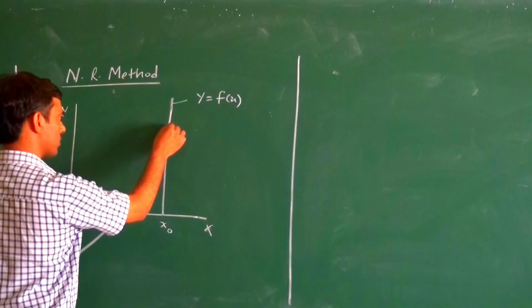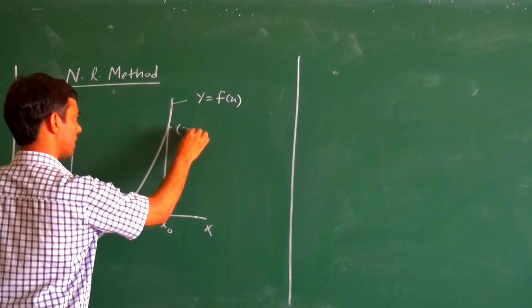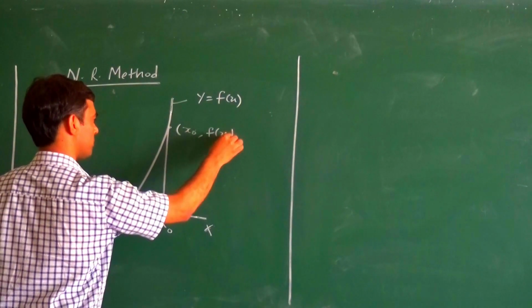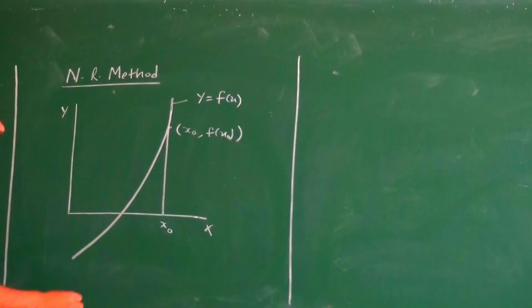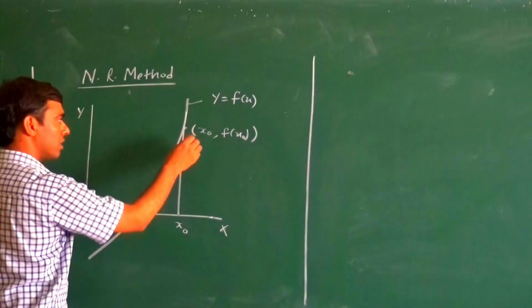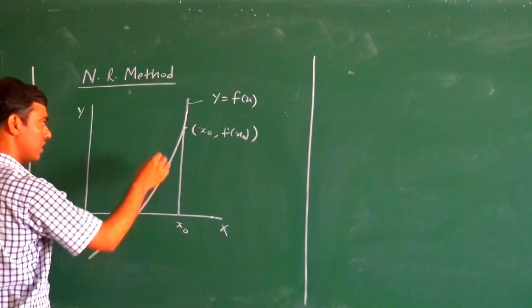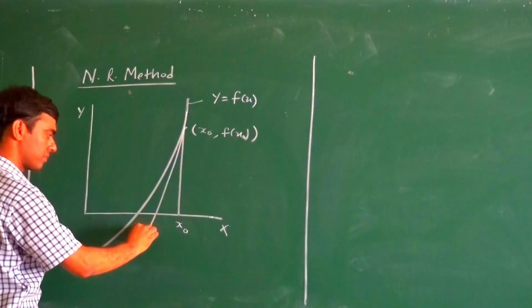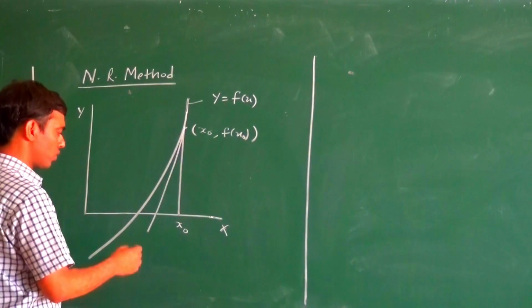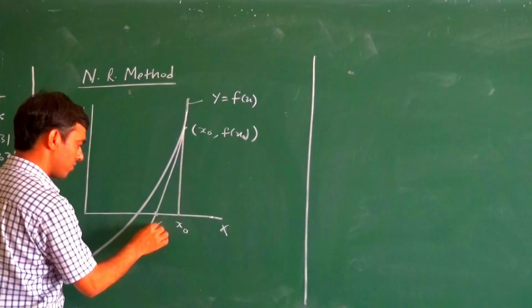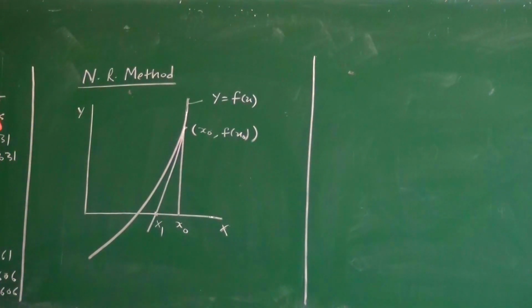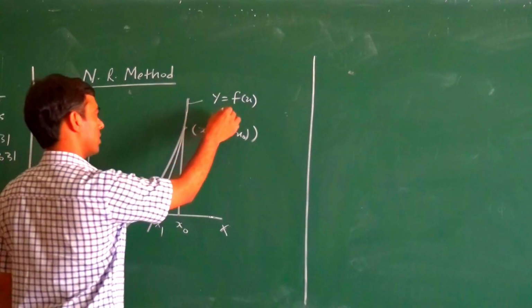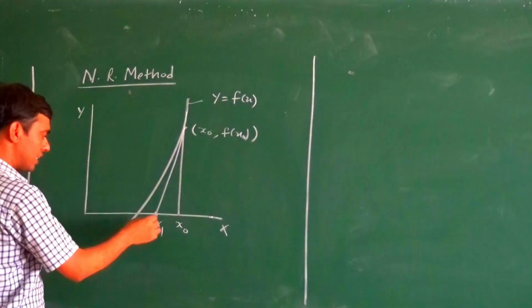So what is the coordinate of this point? The coordinate of this point is (x0, f(x0)). Now this is a curve, this is a function, and this is one point on it. Now we are able to draw a tangent at this point, and suppose this is its point of intersection with the x-axis. This point of intersection with the x-axis is the first approximate value of our root.